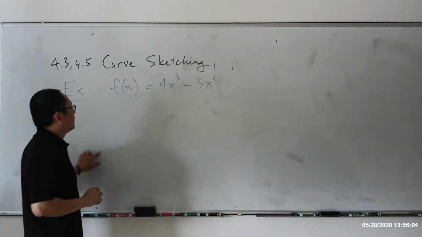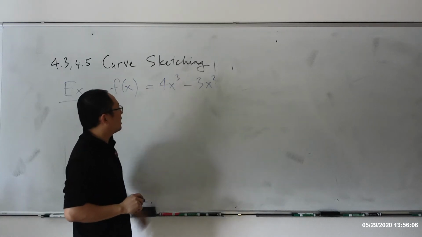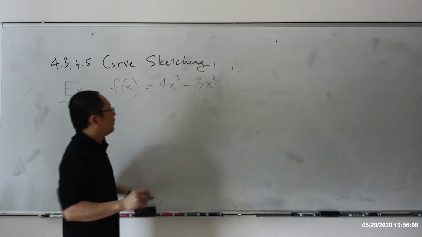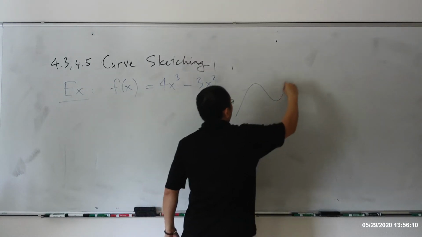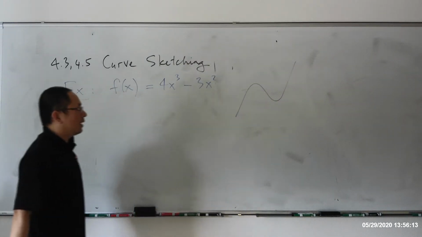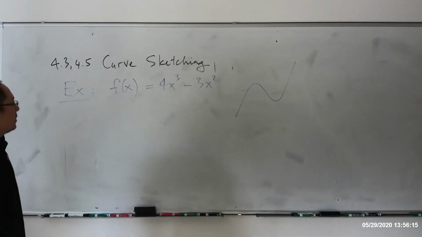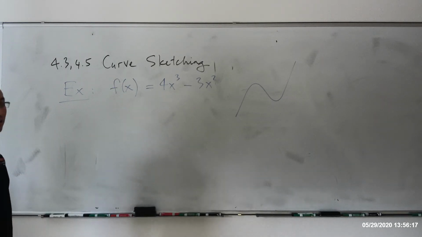You see, this is a polynomial of degree 3. Actually, it's a cubic function. Leading coefficient positive, so I think the graph will look like this somehow. And let me try to convince you guys that I can use calculus to roughly sketch a graph that way.